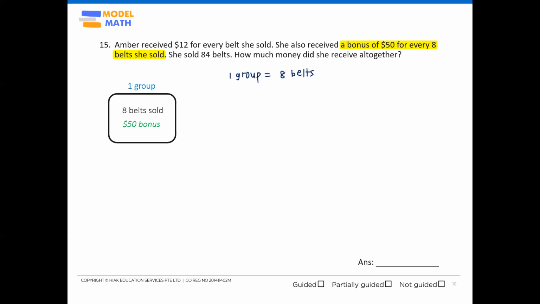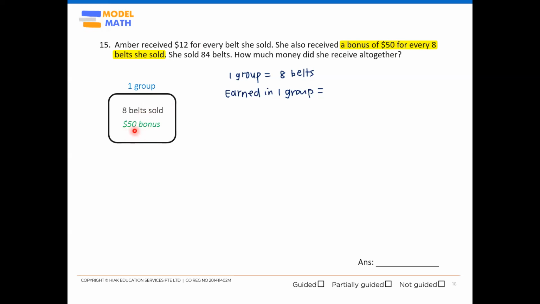Next thing I'll be interested in, the cost. Maybe I shouldn't say cost. I should say earnings for one group. Because you're selling, you earn money, right? So how much do I earn in one group? Let's think about that. Now, when I sell 8 belts, I also get to earn many of this $12, because don't forget, every time you sell one belt, you earn $12. So if I'm selling 8 belts, how much do I earn?